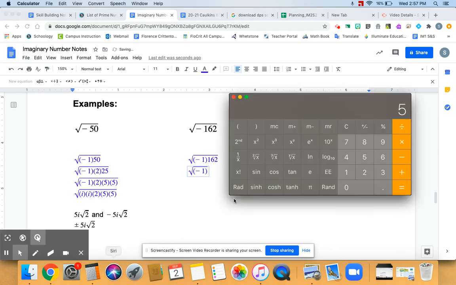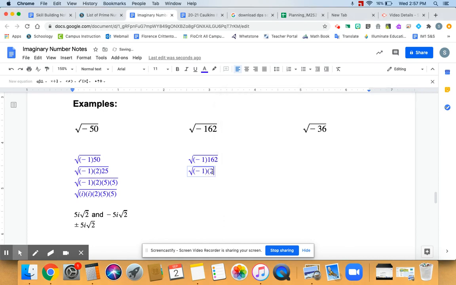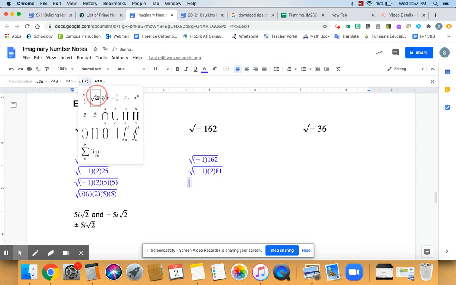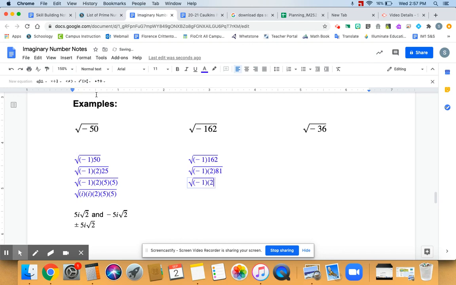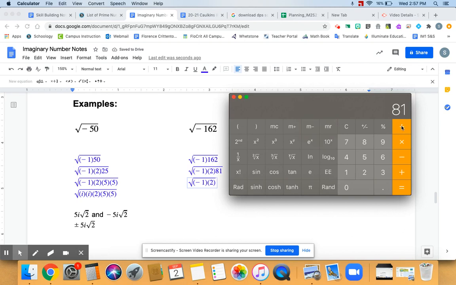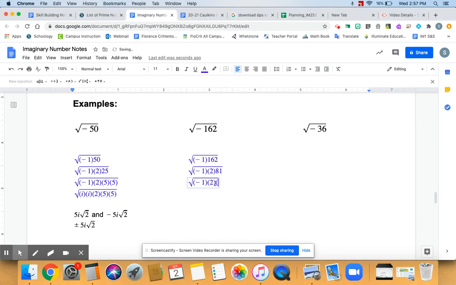I take 162 and try to divide it by 2, and it works. I get 81. Take the 81, try to divide it up. If I divide it by 2, I get a decimal. But if I divide it by 3, I get 27. So it becomes 3 and 27.